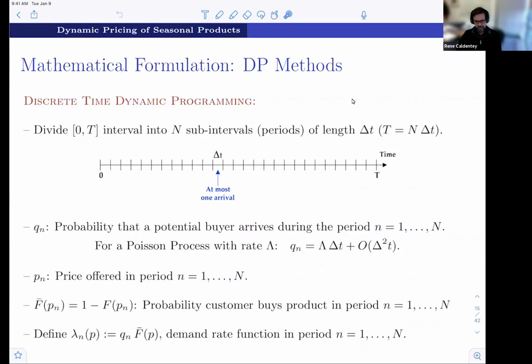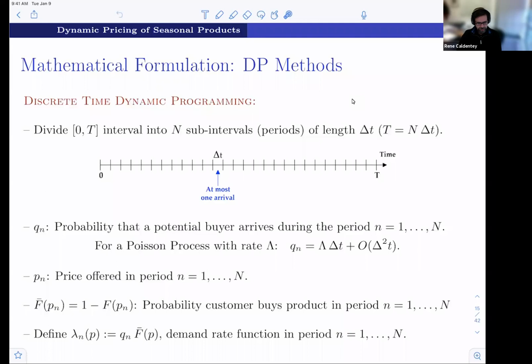The second piece is that in that interval, we have a price, right? So this is our price trajectory, which is discretized in this case. And given that price that we're setting, remember, F of p is the cumulative distribution function of the willingness to pay. So 1 minus F of p, which we're going to call F bar of pn, is really the probability that a customer will buy, meaning the probability that the willingness to pay of that customer arriving in this period n is greater than the price pn, right? So this is the right tail of the distribution of willingness to pay, because the willingness to pay has to be greater than the price for people to buy. So this is the probability.